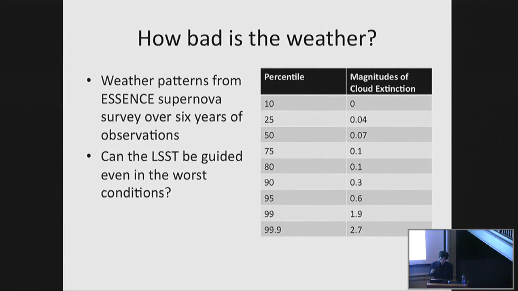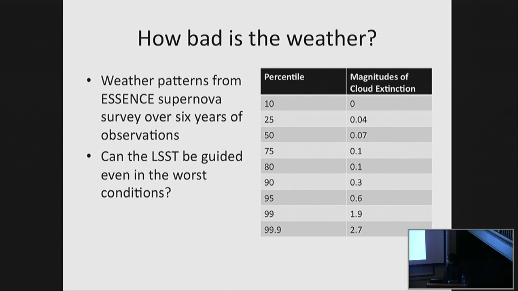When I say poor weather condition, I can compare that to historical weather data taken from the site of the LSST. This is data taken from the Essence Supernova survey over 6 years of observations. What they've done here is looked at every single one of their images and found the magnitudes of cloud extinction that the images were observed through. This tells us that for about 95% of the images taken there, there will be little to no cloud extinction to worry about. But for the remaining 5%, there's some significant cloud extinction.